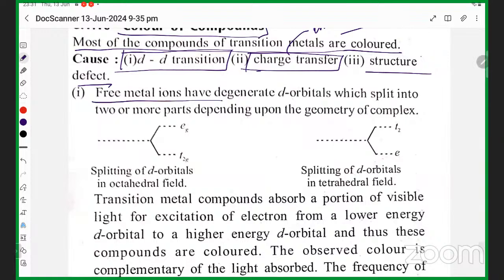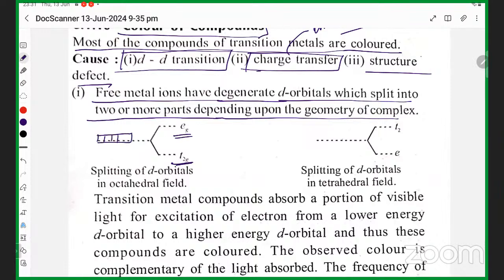Free metal ions have degenerate d orbitals, which split into two or more sets depending upon geometry. So the 5 d orbitals split into two sets, t2g and eg. This is the case of octahedral. And in tetrahedral, they split with t2g upside and eg downside, the opposite.